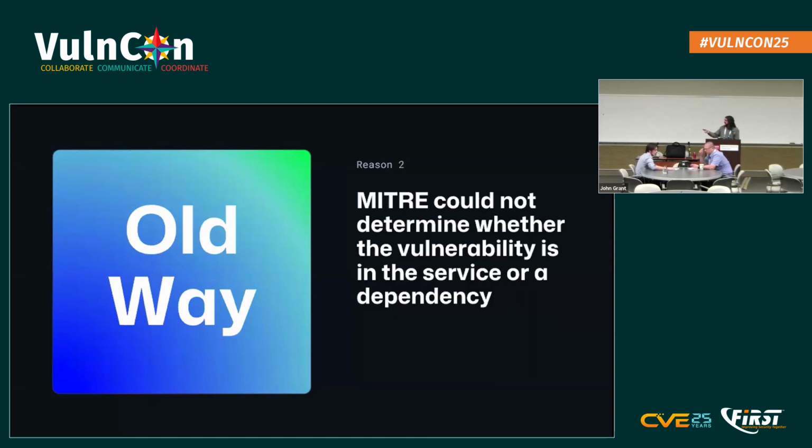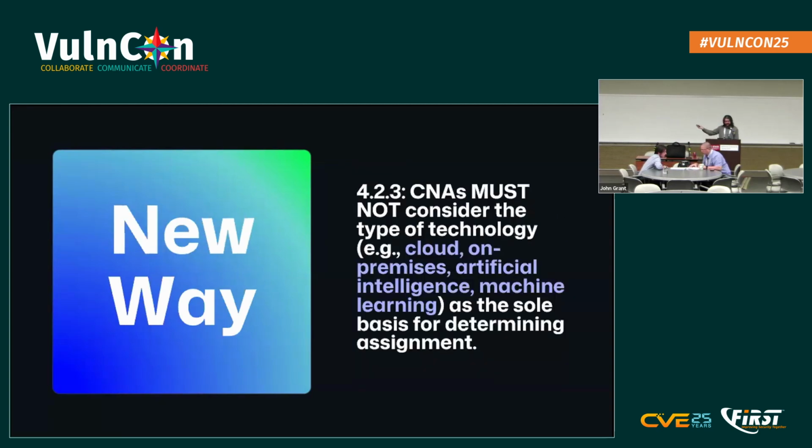The other reason is practical: MITRE used to be the only one who did all the assignments. When this rule was originally created, MITRE could not tell whether the vulnerability was actually the result of the service or some dependency that service was using. So they could not say this was actually a new vulnerability. The new rules specifically say no technology requirements. People wanted to be able to assign CVE IDs to cloud vulnerabilities and AI vulnerabilities, so they made this change.